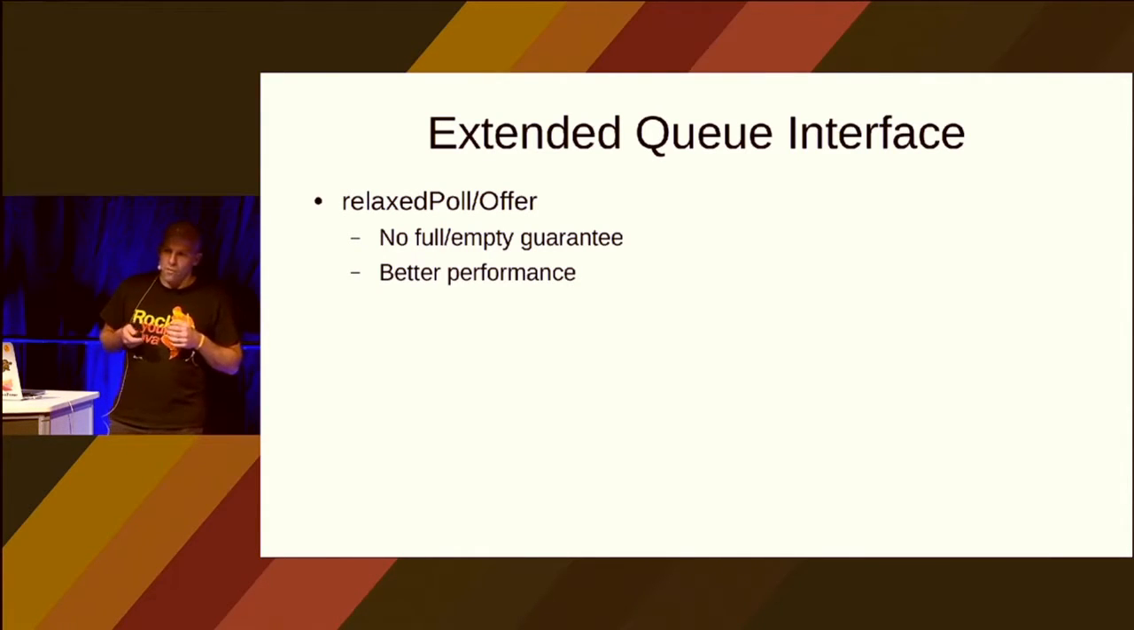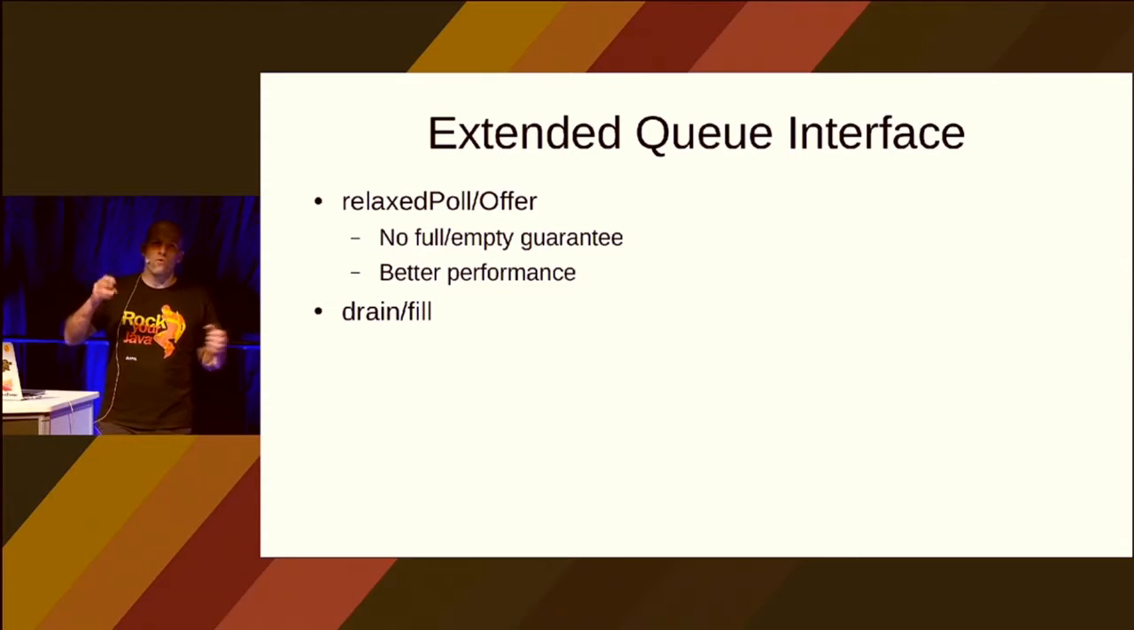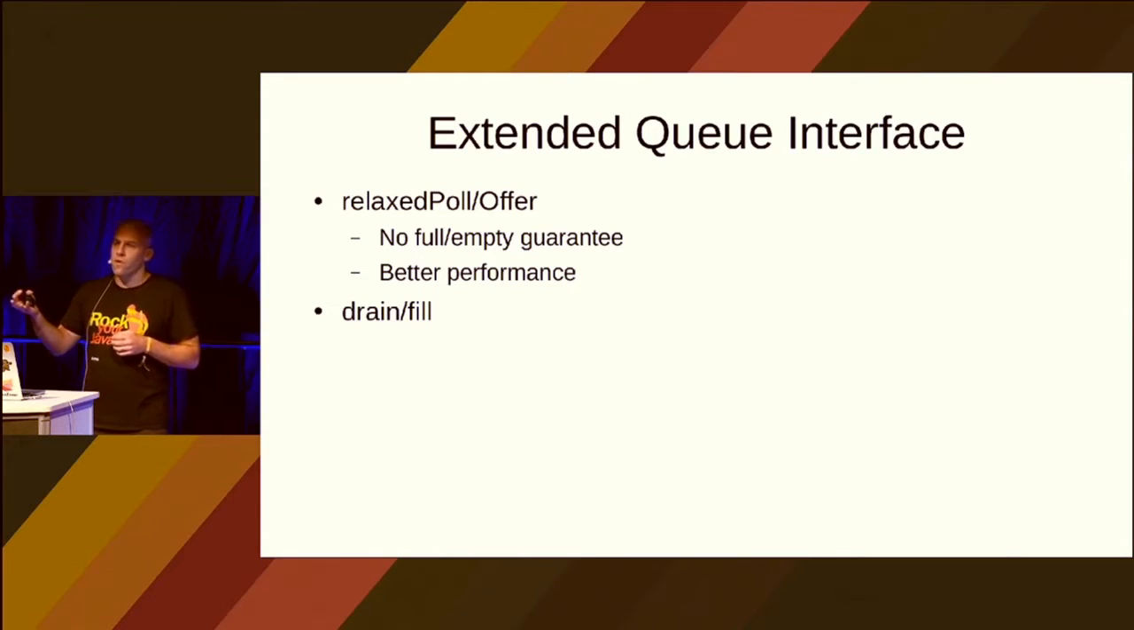Which results in better performance, which is measurable. And the other two features are drain and fill, which are sort of batch operations on the queue. Drain, you might be familiar with from blocking queue, and fill is the other side of it.